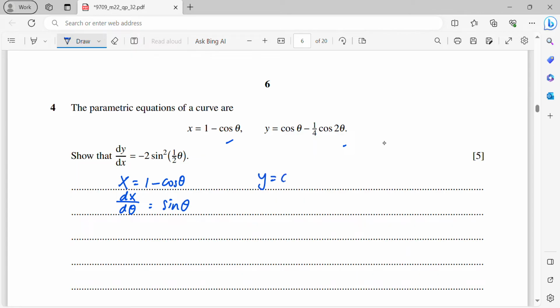Then y is cos theta minus 1 over 4 cos 2 theta. When you differentiate cos theta, the answer is minus sine theta. So I copy the negative 1 over 4. Differentiating cos gives negative sine. Rewrite the 2 theta. Differentiating 2 theta gives 2. Then from here, I will get negative sine theta.